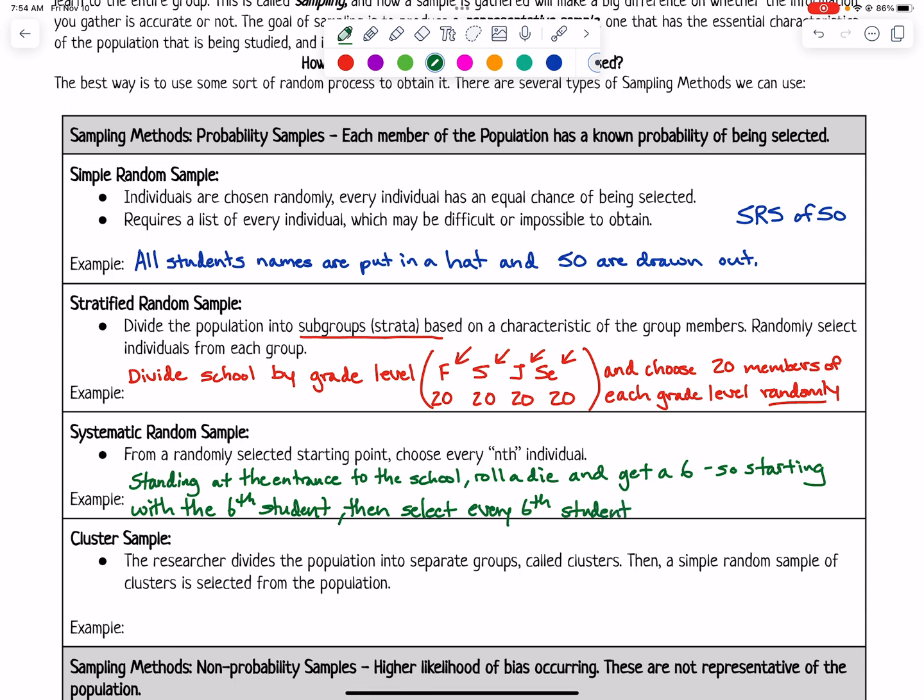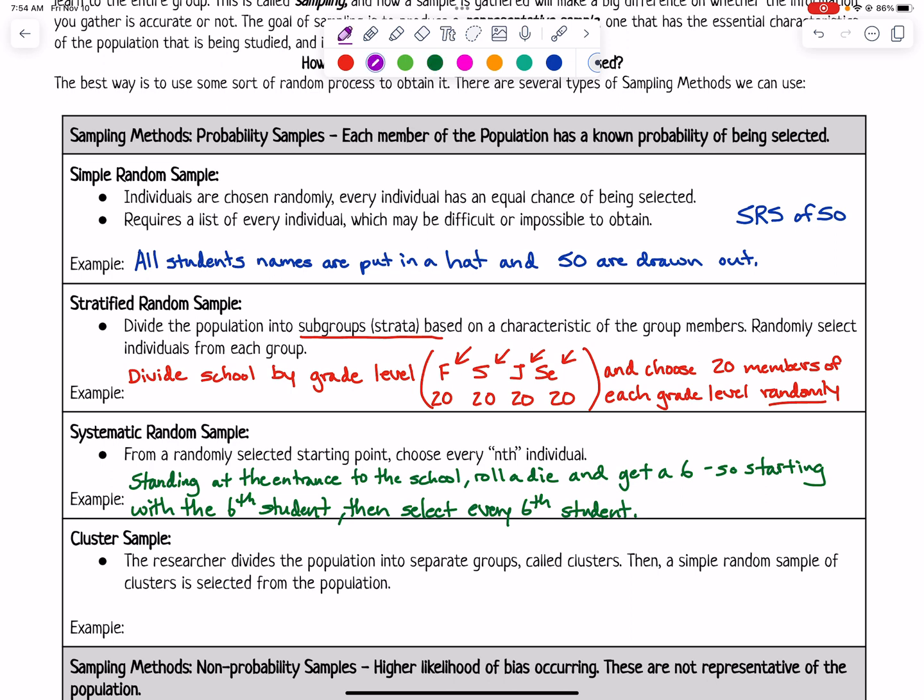So standing at the entrance to the school, we roll a die and get a 6. So starting with the 6th student, we then select every 6th student, and you ask them a question or you put them into a group that you're going to do something with. So a cluster sample, the researcher divides the population into separate groups called clusters. Then a simple random sample of clusters is selected from the population.